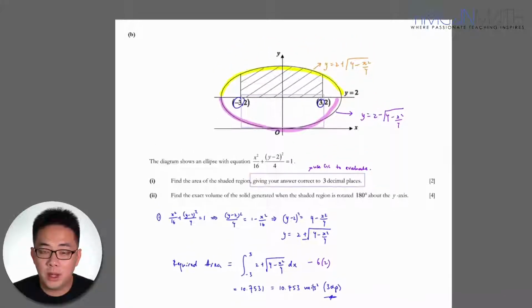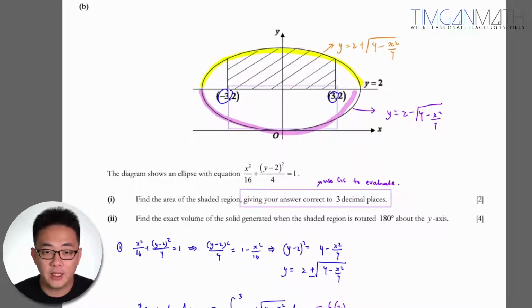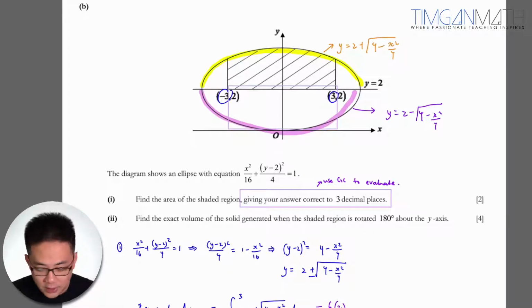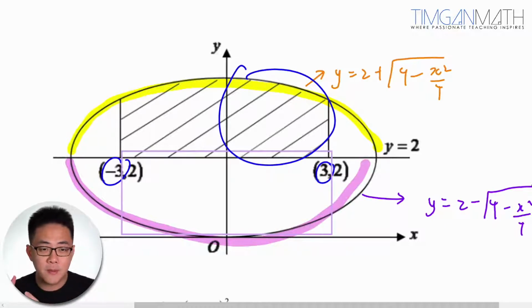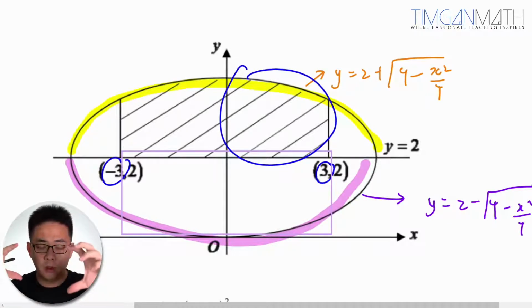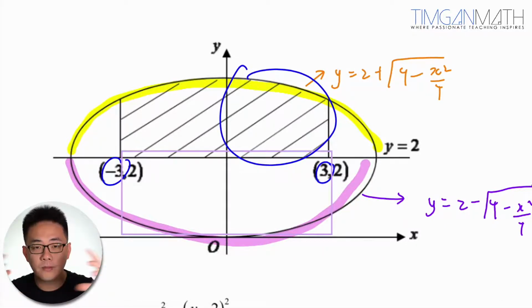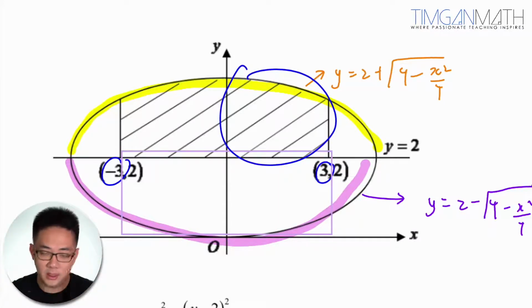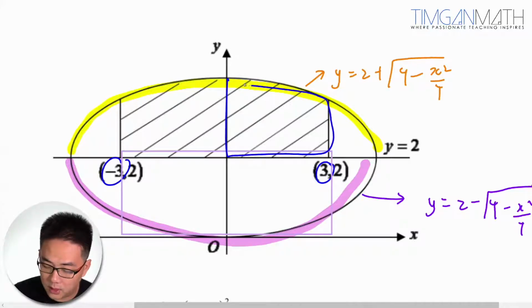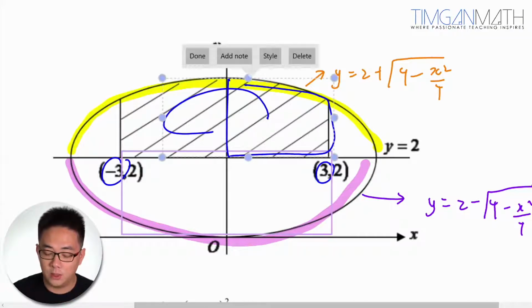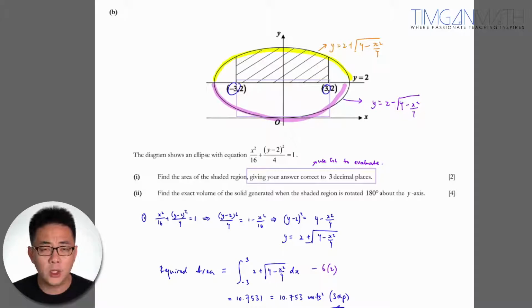So let's look at B part 2. In B part 2, you're asked to find the exact volume of the solid generated when the shaded region is rotated 180 degrees about the y-axis. In other words, 180 degrees about the y-axis means you just need to take one side for 360, right? 180 degrees across two sides will just be one-sided 360. So essentially, we just need to consider one side. That's all we need. Let's see how we can do this proficiently.